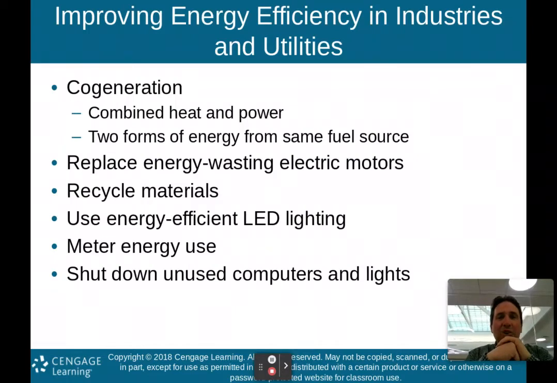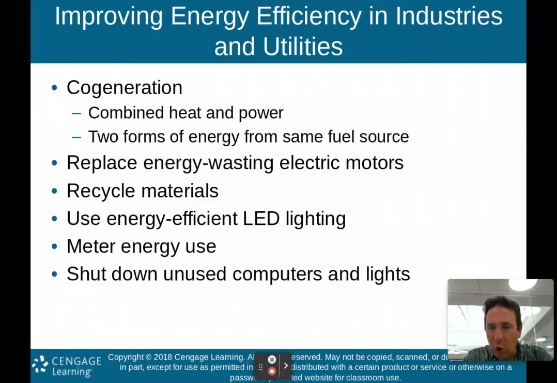We can replace energy wasting electric motors. We can recycle materials, use energy efficient LED lighting, which I know I have in my home. Maybe some of your parents have phased out the normal lighting and have put in those energy efficient LED lighting. Meter energy use, right? If we meter it, then people will pay more, and shut down unused computers and lights.